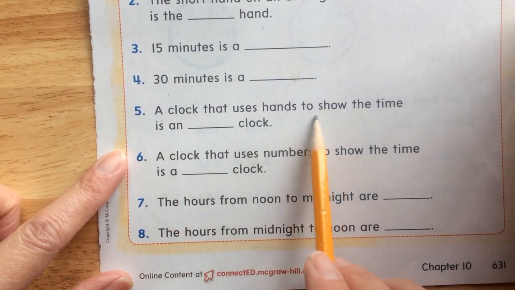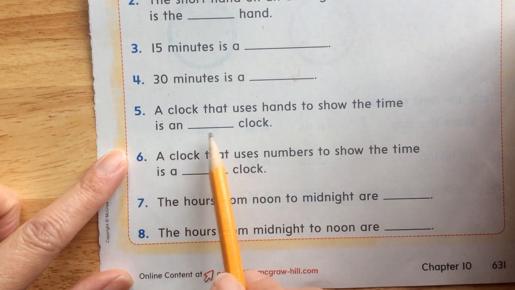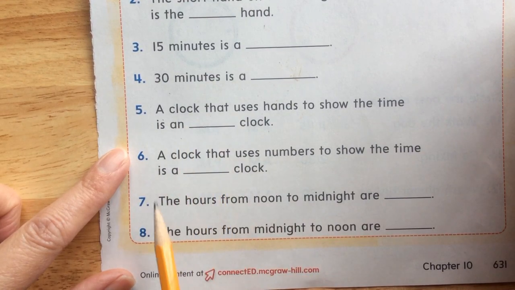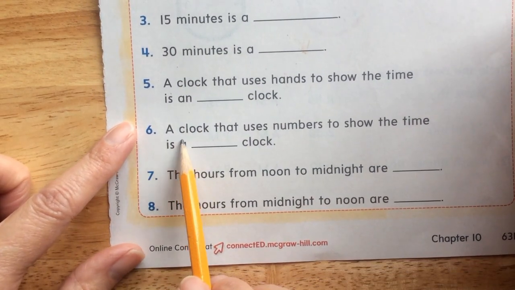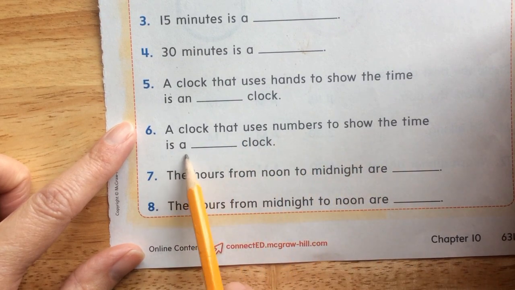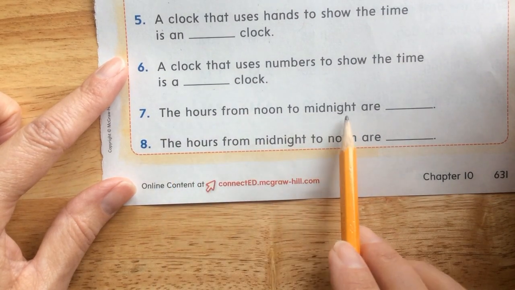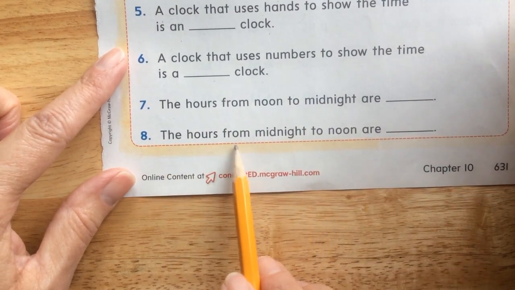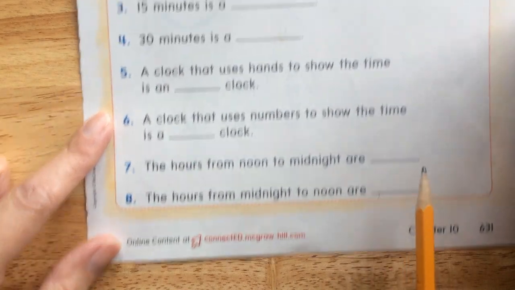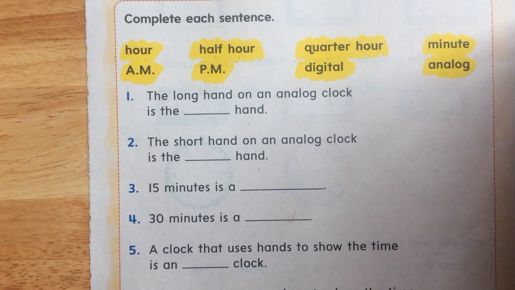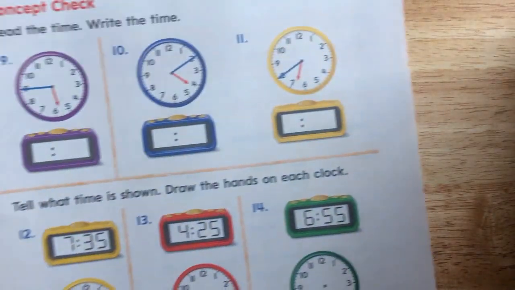A clock that uses hands to show the time is an blank clock. Remember what I taught you about using the word an? That means the next word has to start with a vowel. A clock that uses numbers to show the time is a blank clock. The hours from noon to midnight are blank. The hours from midnight to noon are blank. So as you use each word, cross it out and then you'll know which one you have left. And if you get to the end and the one you have left doesn't make sense, go back and see if maybe you made a mistake somewhere.